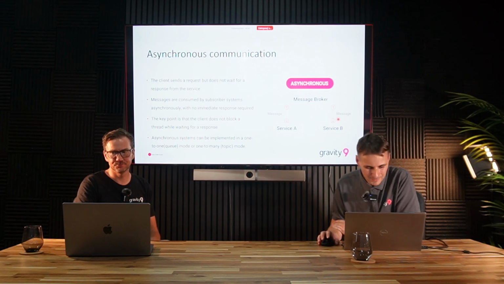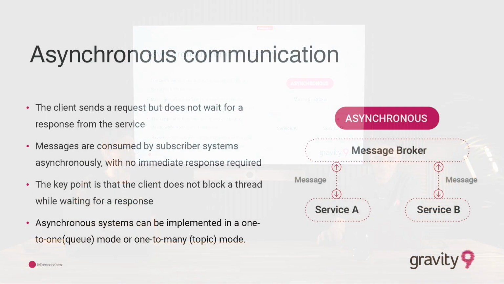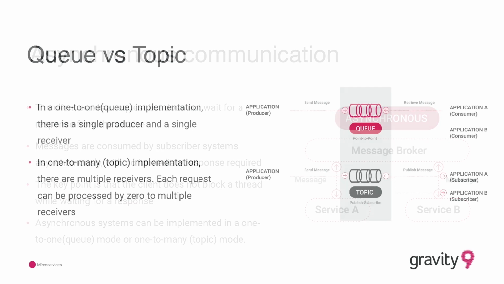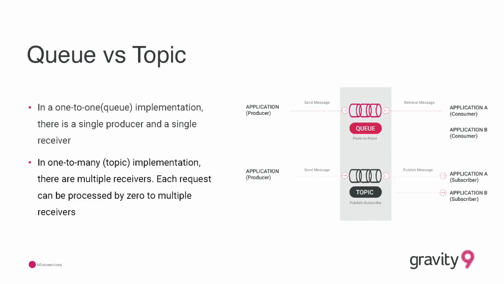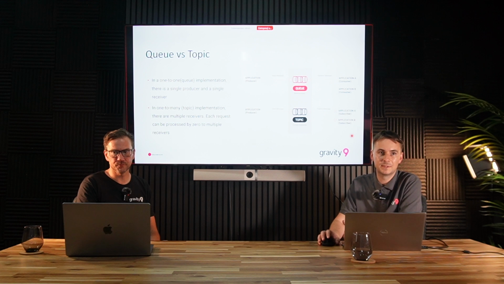And maybe for asynchronous communication, we can mention that it can be implemented in two modes, called one-to-one mode and one-to-many. In one-to-one mode, it's called a queue. There is a single producer and a single consumer of the messages. This setup is straightforward, where each message is processed by one receiver. In one-to-many mode, we have multiple consumers, subscribers, as in this part of the slide, and each message can be handled by 0, 1, or many recipients. This allows for greater flexibility and scalability in processing messages.